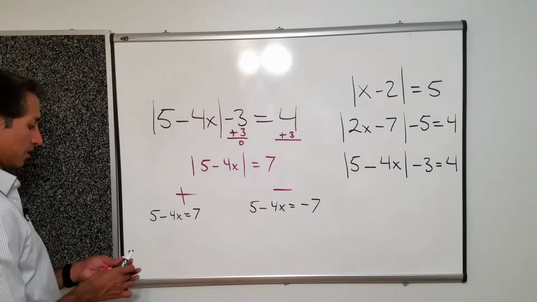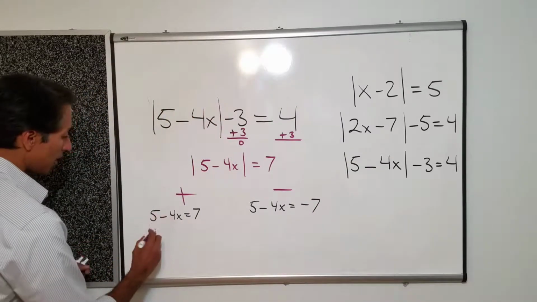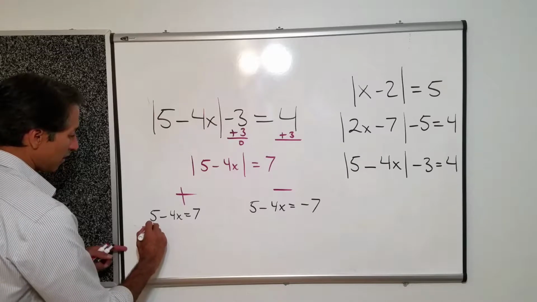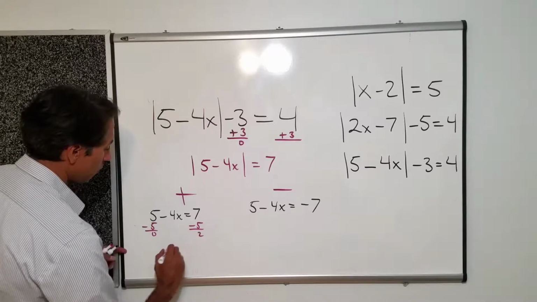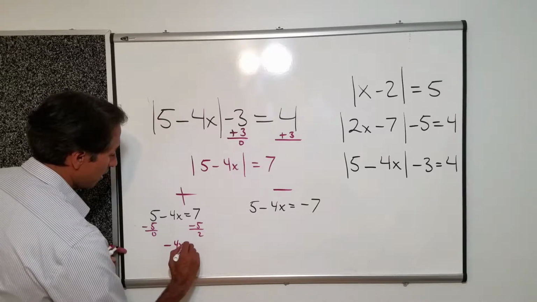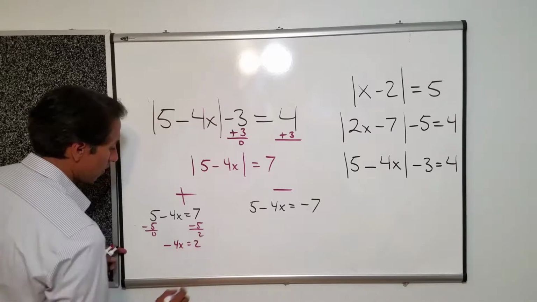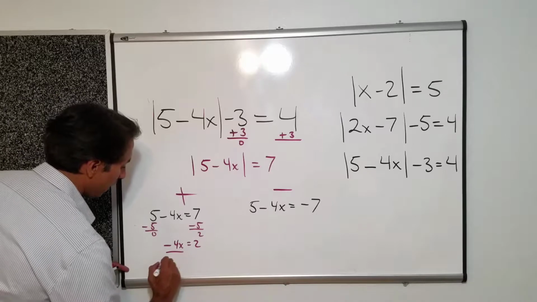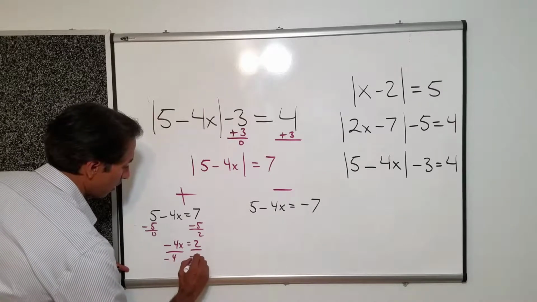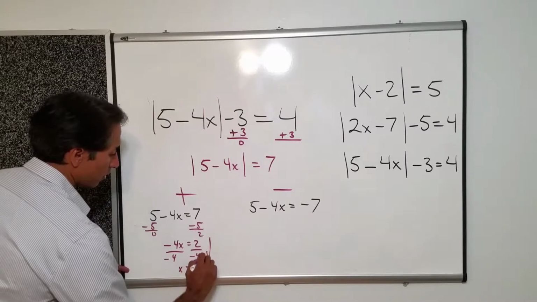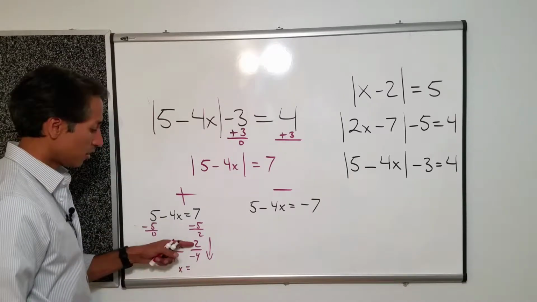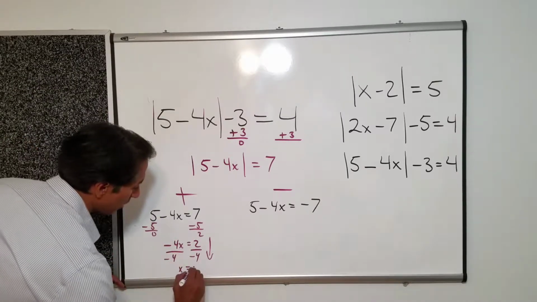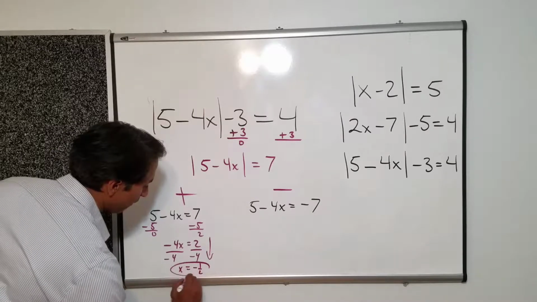And let's solve. Got to get rid of this guy. -5. 7 minus 5 is a 2. So -4x equals 2. Let's divide by -4. X equals, read our fractions down. This is where people make mistakes because they're going too fast. 2 divided by -4 is -1/2.